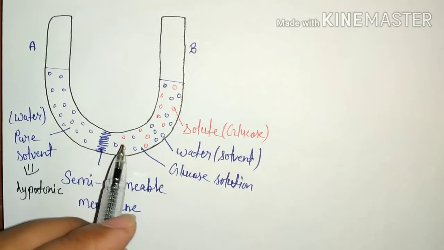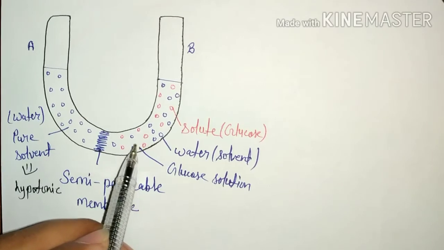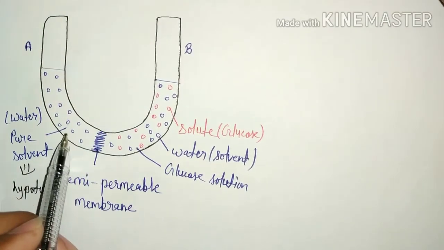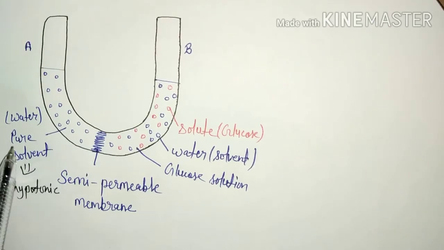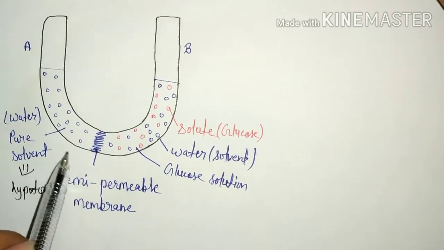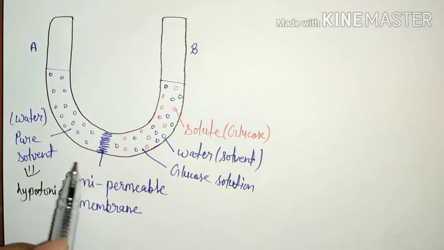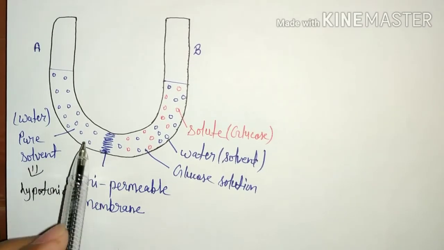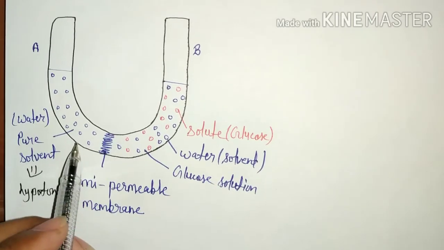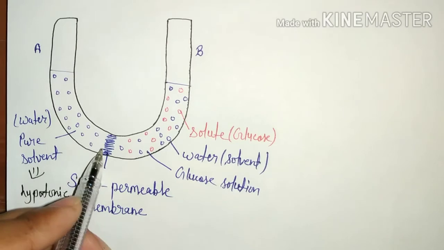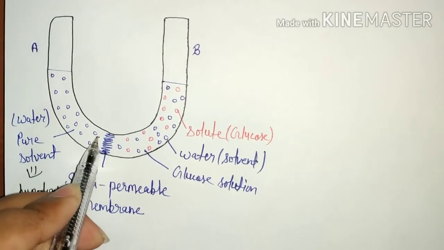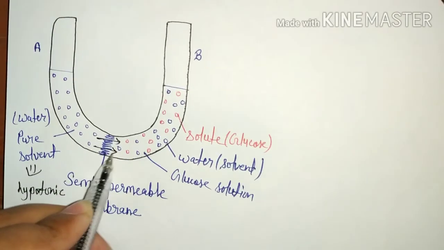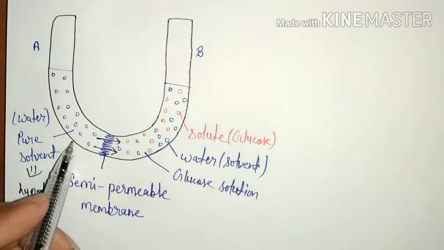Due to this, solution B is highly concentrated compared to solution A, because in solution A only pure water is filled. So the process of osmosis starts and water moves from solution A to solution B, that means from low concentration of solute to high concentration of solute, through a semi-permeable membrane.